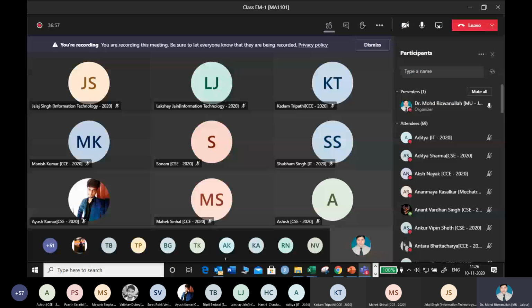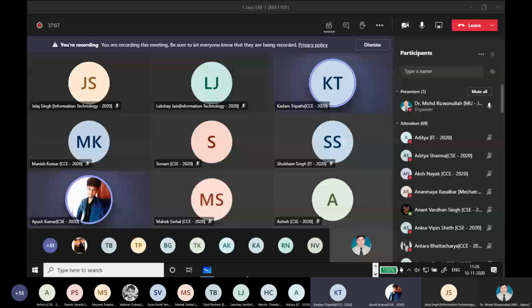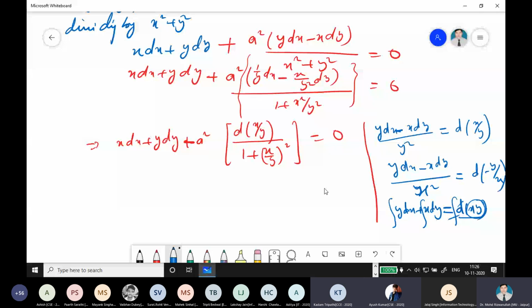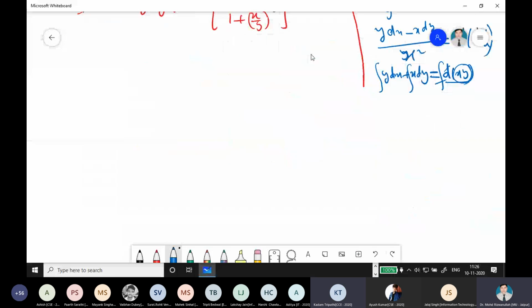Getting my point? Yeah, Kadam. Tripathi, are you getting this point? Sir, I think it is the exact differential of tan inverse y by x. Yeah. I will give you a list of the formulas. I have so many formulas, but I will give them when I teach you the exact formulas. Before that, it makes a confusion for you.